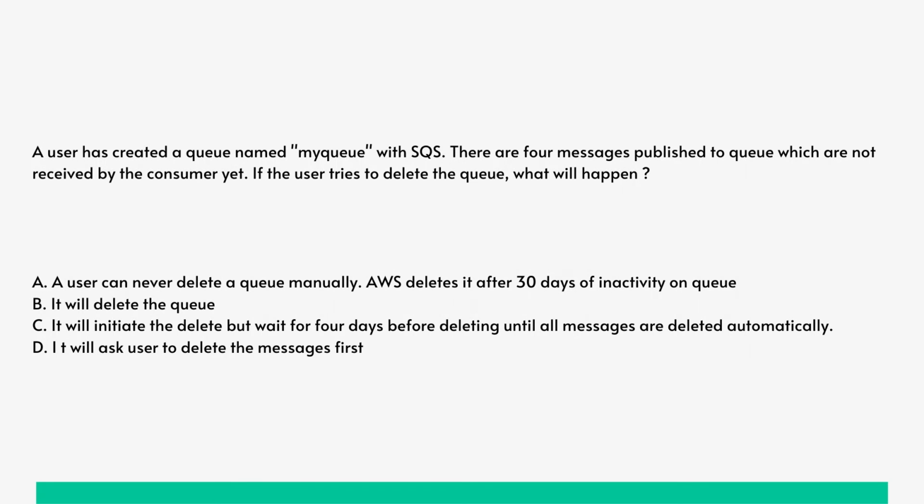Question: a user has created a queue named myQueue with SQS. There are 4 messages published to the queue which are not received by the consumer yet. If the user tries to delete the queue, what will happen?